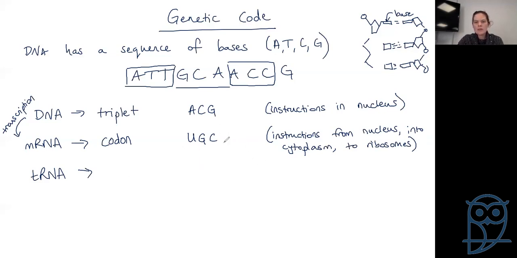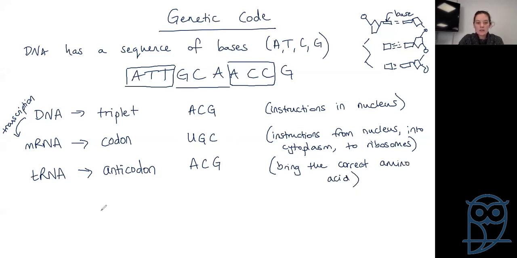But the amino acids can't see this base code. What they see is tRNA. So tRNA collects an amino acid and it has an anticodon. This one's going to be U to A, G to C, C to G. So here we're going to bring the correct amino acid.